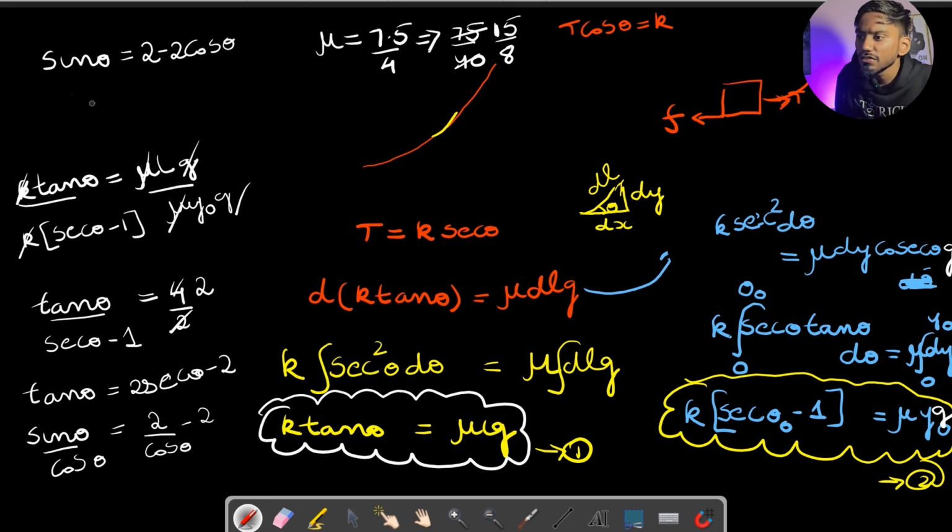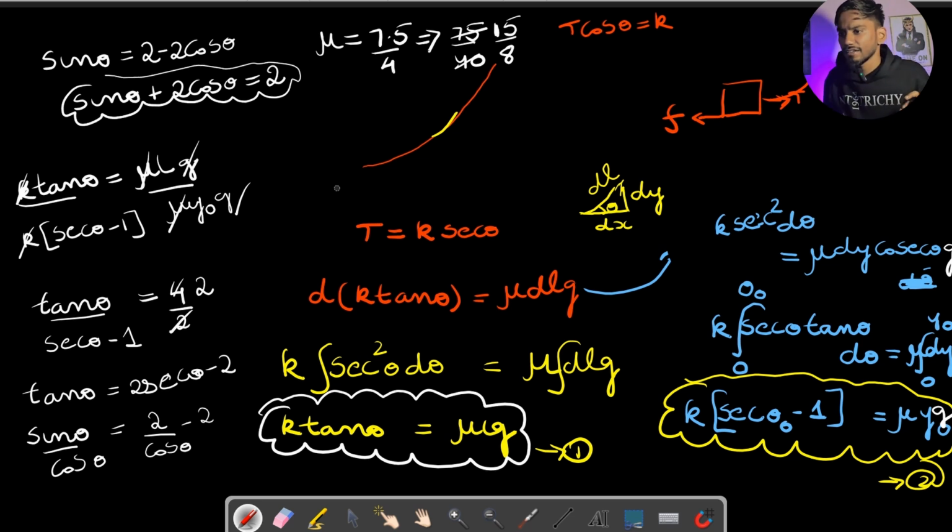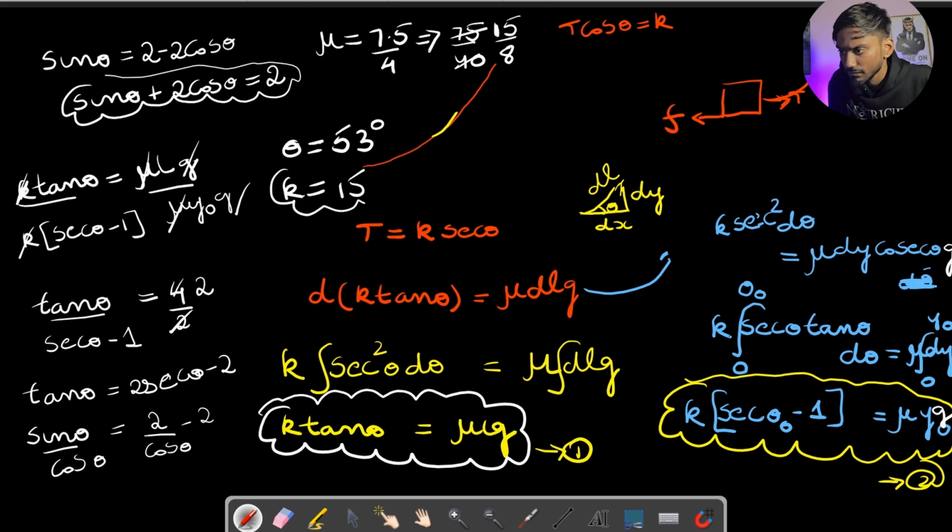right? If you solve this, sin theta plus 2 cos theta is equal to 2, right? So you can convert sin theta and you can square it and then you can do. So if you find the equation of theta, it becomes 53 degrees. If you solve it and then find, it becomes 53 degrees. If I substitute here, k becomes 15. You can solve this. This is not a tough one. I guess you already know how to solve this.